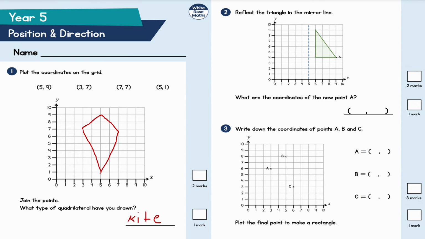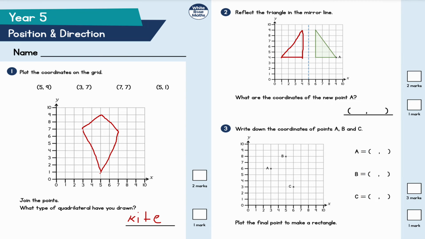This is question number 2, guys. Reflect the triangle in the mirror line. So we're counting the number of places to reach the mirror line, and then it corresponds to it on the other side. So 1 there, I'll go 1 here. I'll go 1 here. I'll go 1, 2, 3, 4. 1, 2, 3, 4. So I'll go like that, like that, and like that.